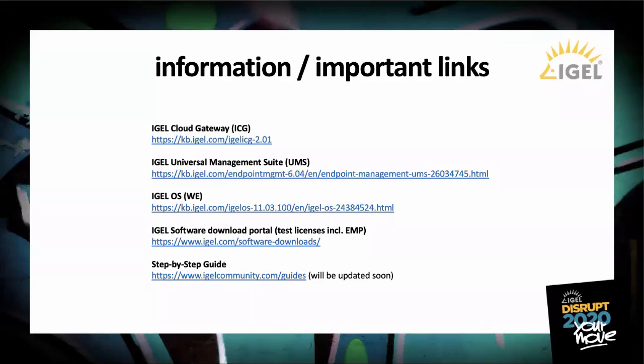Also, the same overview like we had in part 1, where you find information about ICG, UMS. Also, when you want to test it because you don't have any EMP license yet, if you go to the software downloads, you can download demo licensing for 3 devices, which are valid for 3 months, and they include the EMP license. And of course, the step-by-step guide, we all know them meanwhile.